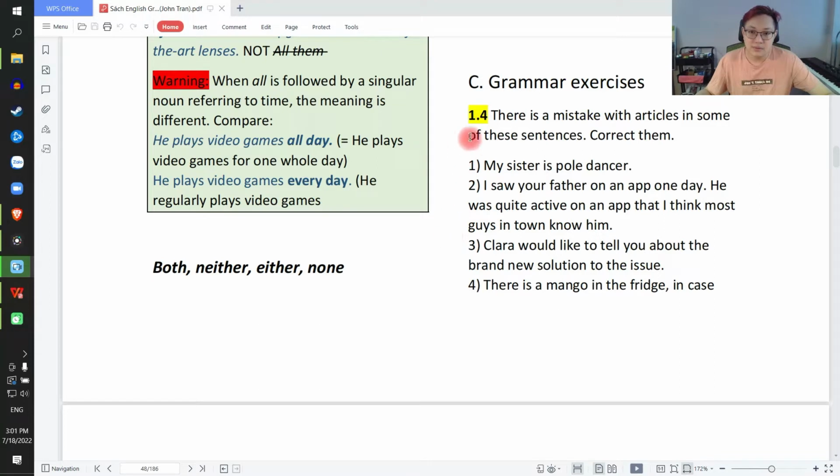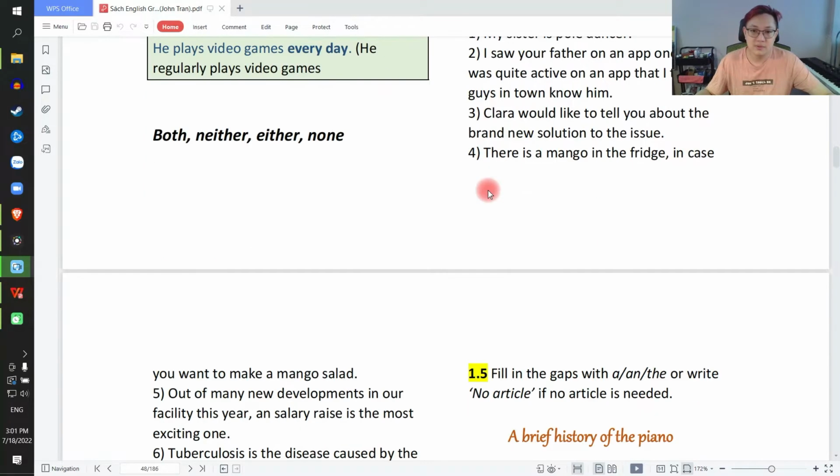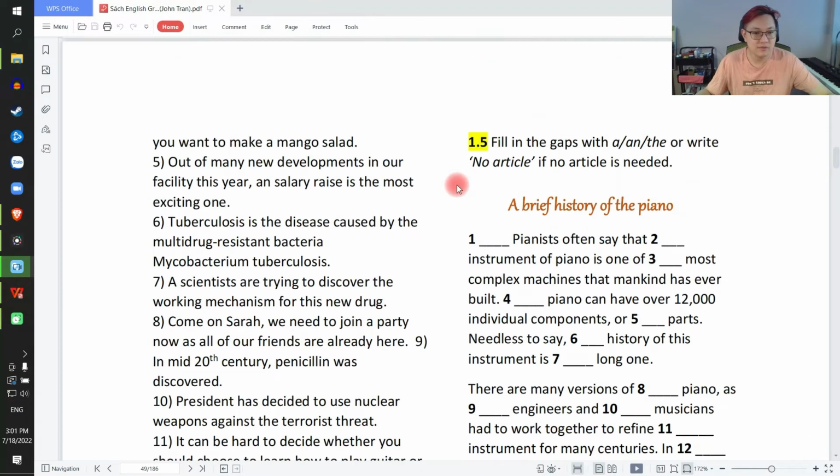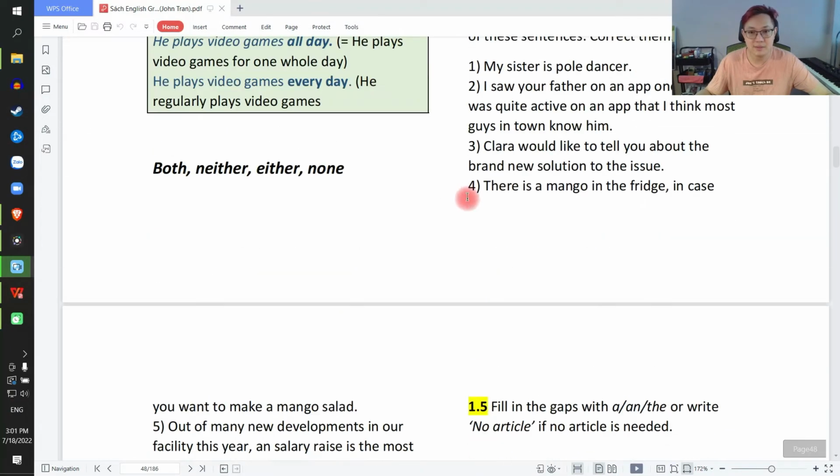Okay, so let's do 1.4 now. There is a mistake with articles in some of these sentences. You need to correct them. So we have 20 different sentences.